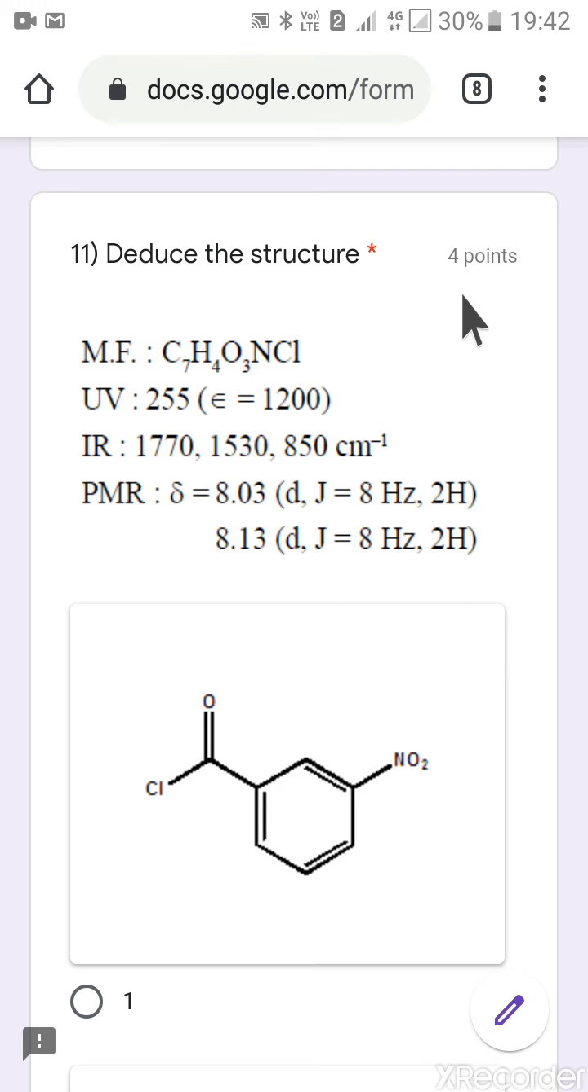Let's start with problem number 11. Deduce the structure; the molecular formula is C7H4O3NCl. In the molecular formula we have N, Cl and O. So what are the possibilities of the functional group? We can judge it by IR frequencies. 1770 is a typical frequency for either an ester or an acid chloride, 1530 is for NO2, and 850 is for a para-disubstituted benzene ring.